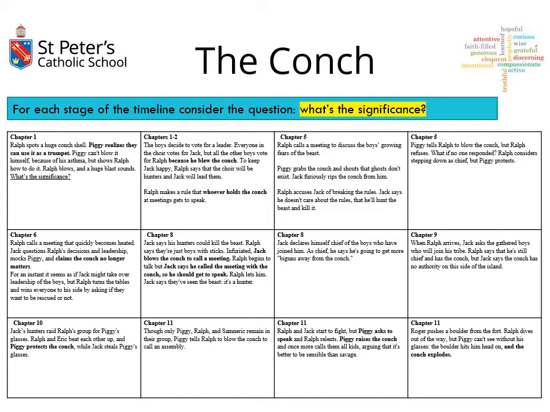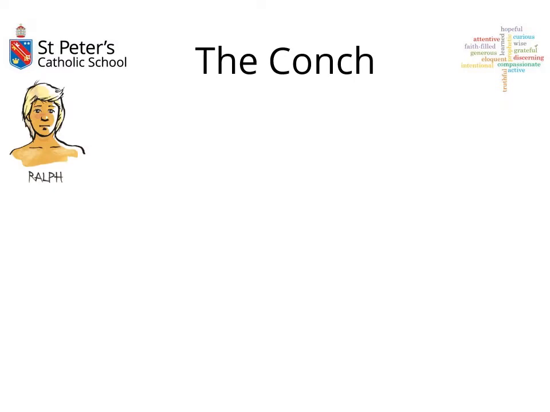And we'll draw out a few of the points in the next few slides. I think it's really useful when we look at this particular symbol to look at it in terms of characters, because the conch is a symbol, but it is an object. It's a physical object that we have in the novel. Remember that symbols don't have to just be objects. They can be characters, they can be repeated events, they can even be colours.